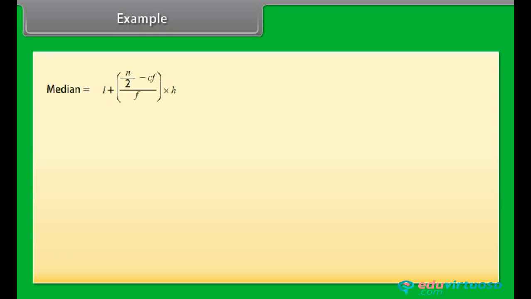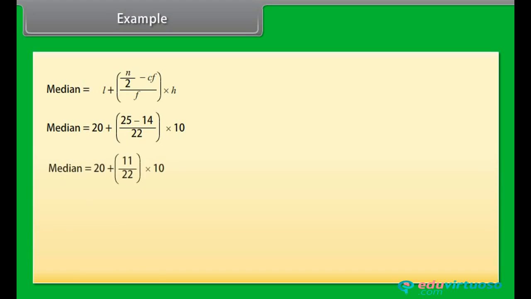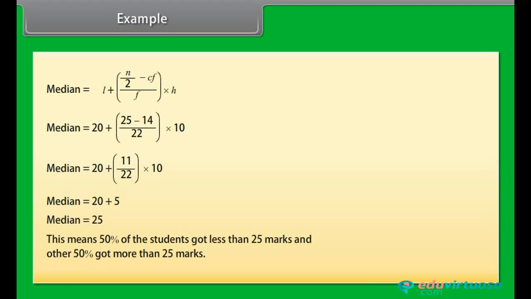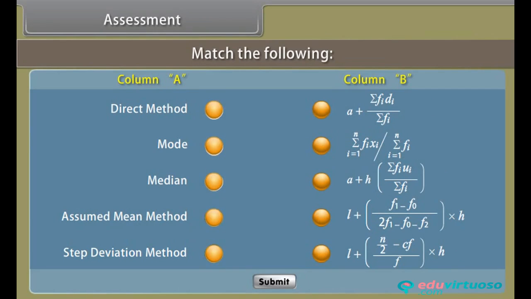L plus n by 2 minus CF, that is divided by f and multiplied by h. Median equals 20 plus 25 minus 14 by 22 into 10. 20 plus 11 by 22 into 10. Median is equal to 20 plus 5, which equals 25. This means 50% of the students got less than 25 marks and the other 50% got more than 25 marks. Assessment. Before proceeding further, let us know how much you have learned.